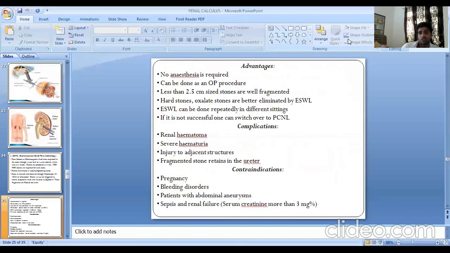Complications: renal hematoma, severe hematuria, injury to adjacent structures, fragmented stone retained in the ureter. Contraindications: pregnancy, bleeding disorders, patient with abdominal aneurysm, sepsis and renal failure, serum creatinine more than 3 mg percent.